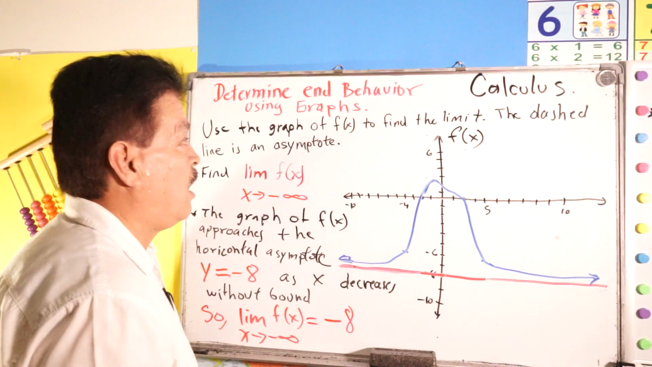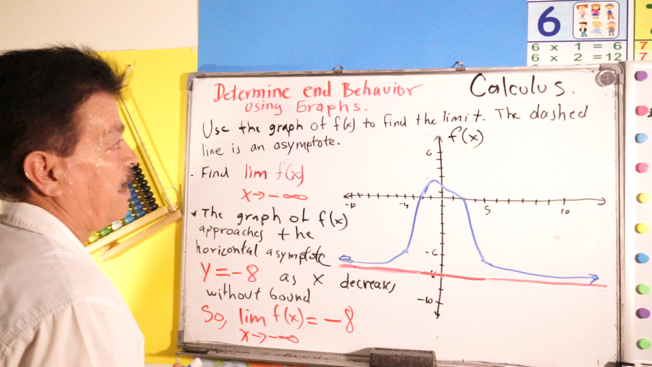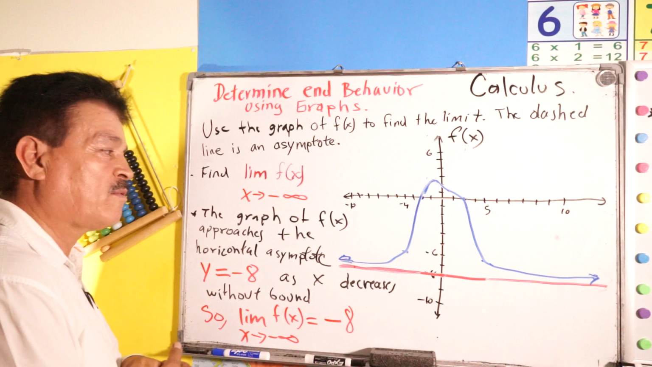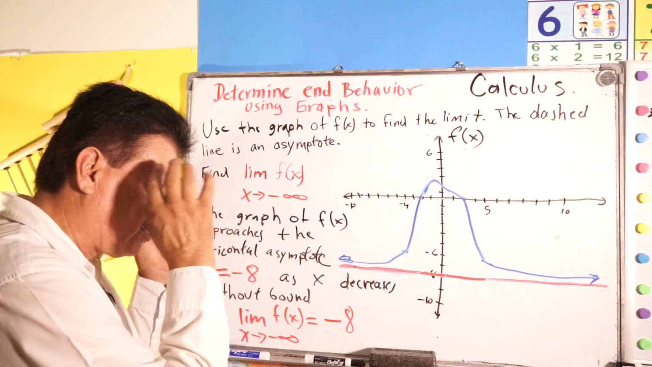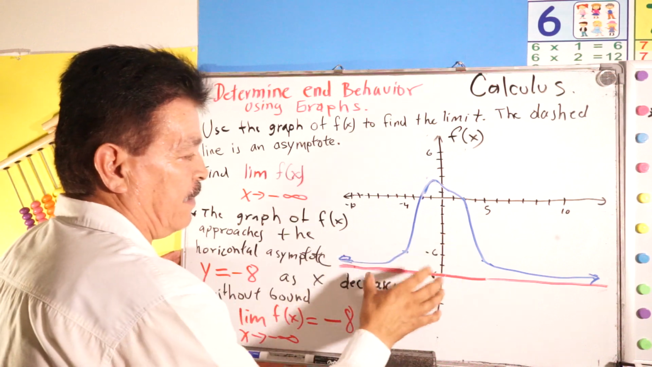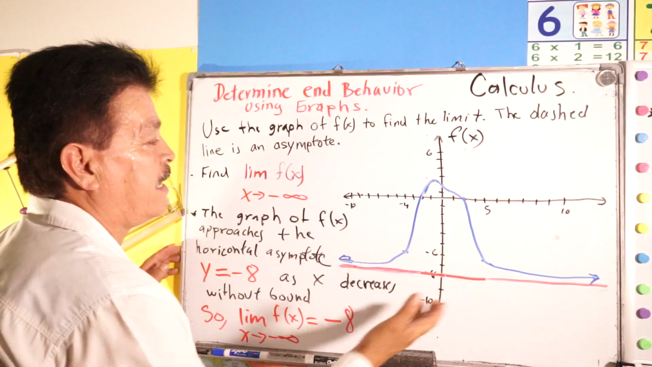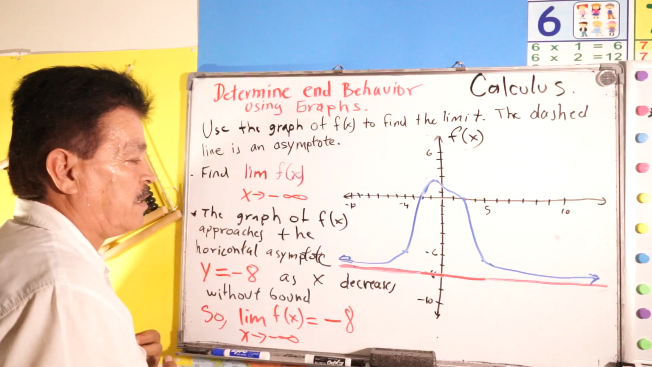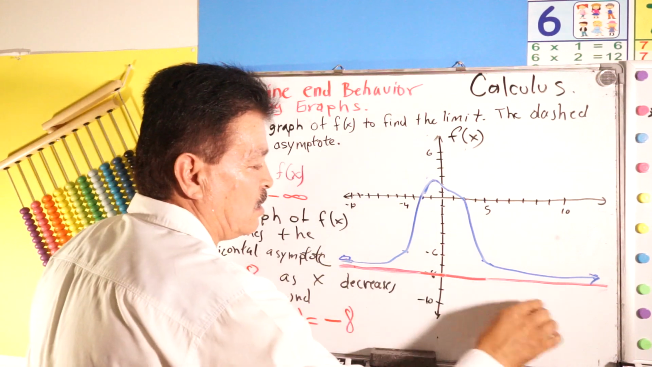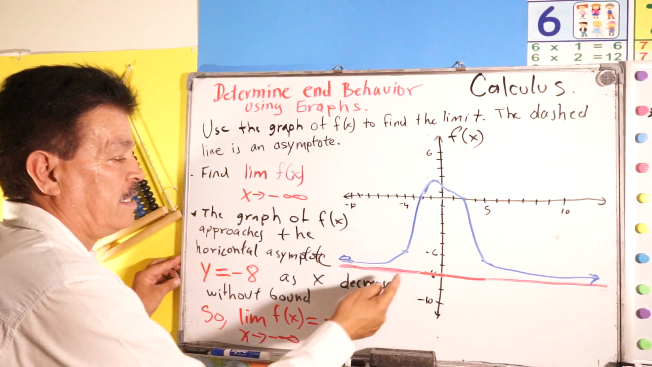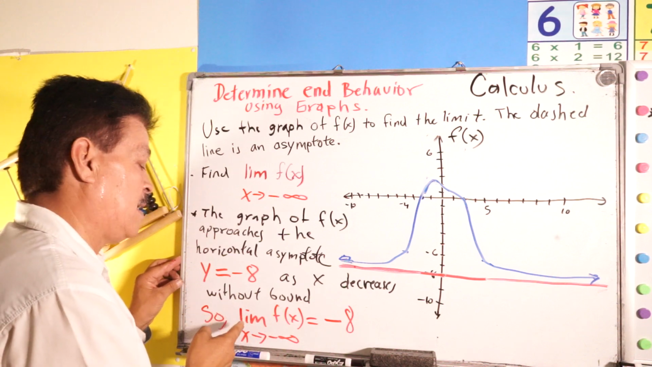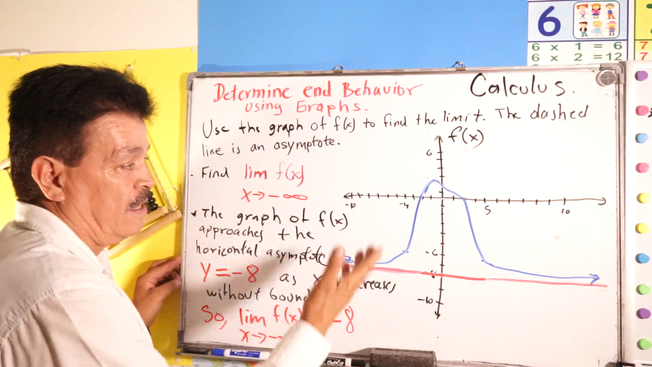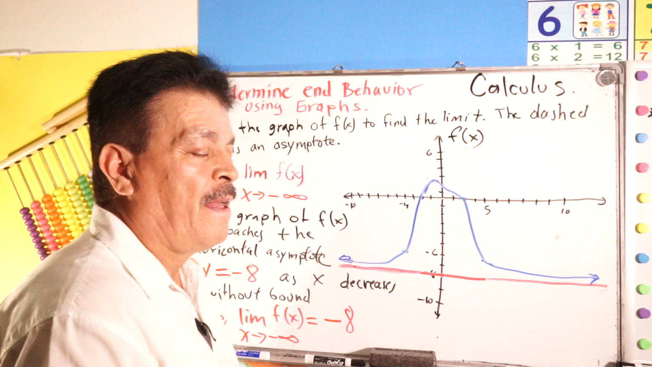You see how we determine the end behavior using the graph? It's a very simple topic in calculus, very easy, but it's very important to see the picture, the graph. Just check where the horizontal line or the asymptote is, and this point is very important. And then check whether x approaches positive infinity or negative infinity. In this case it's negative infinity, okay?